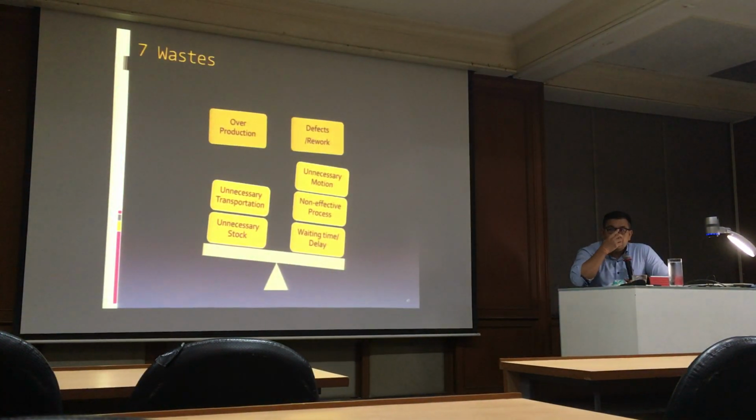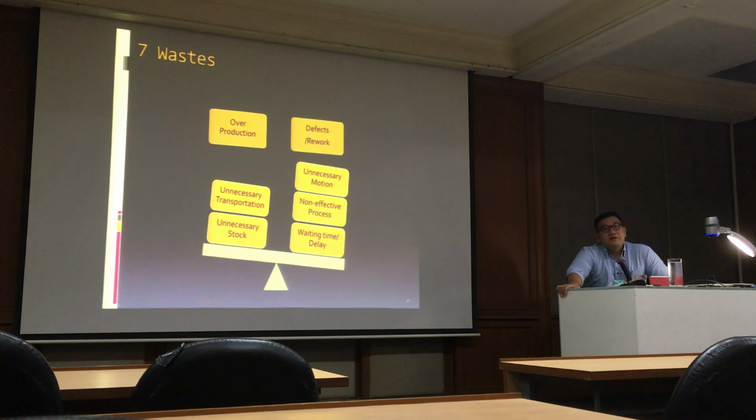And another concept that we can consider to define the problem in the process is what we call the 7 wastes, right? It's another concept, and the information is sometimes quite the same as muda.